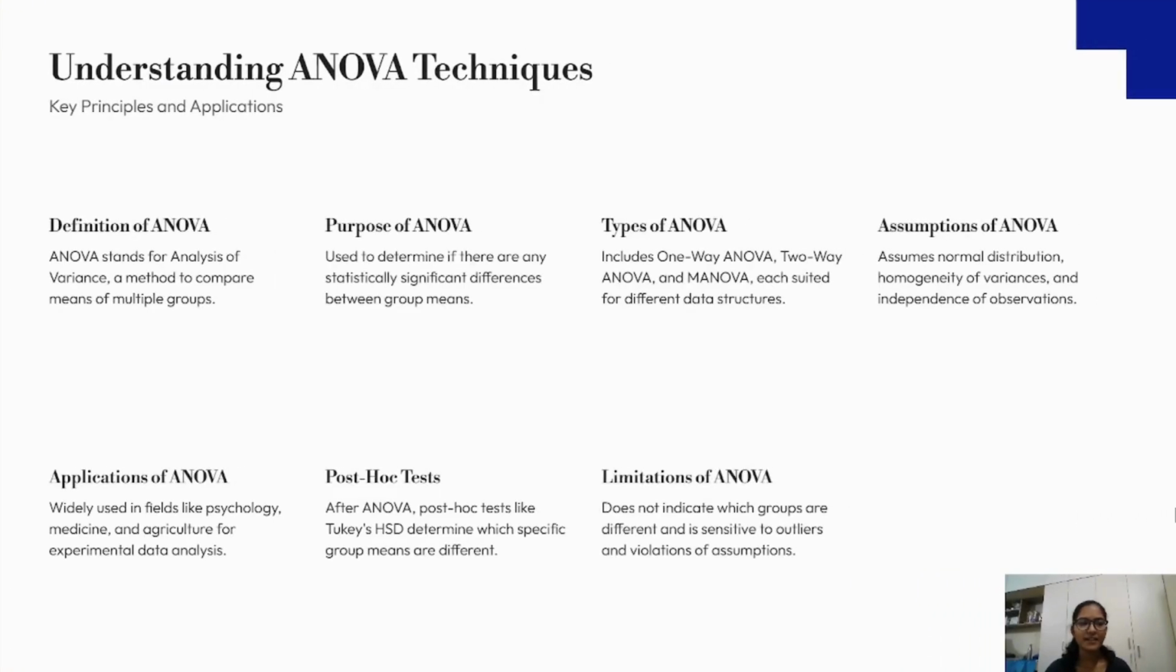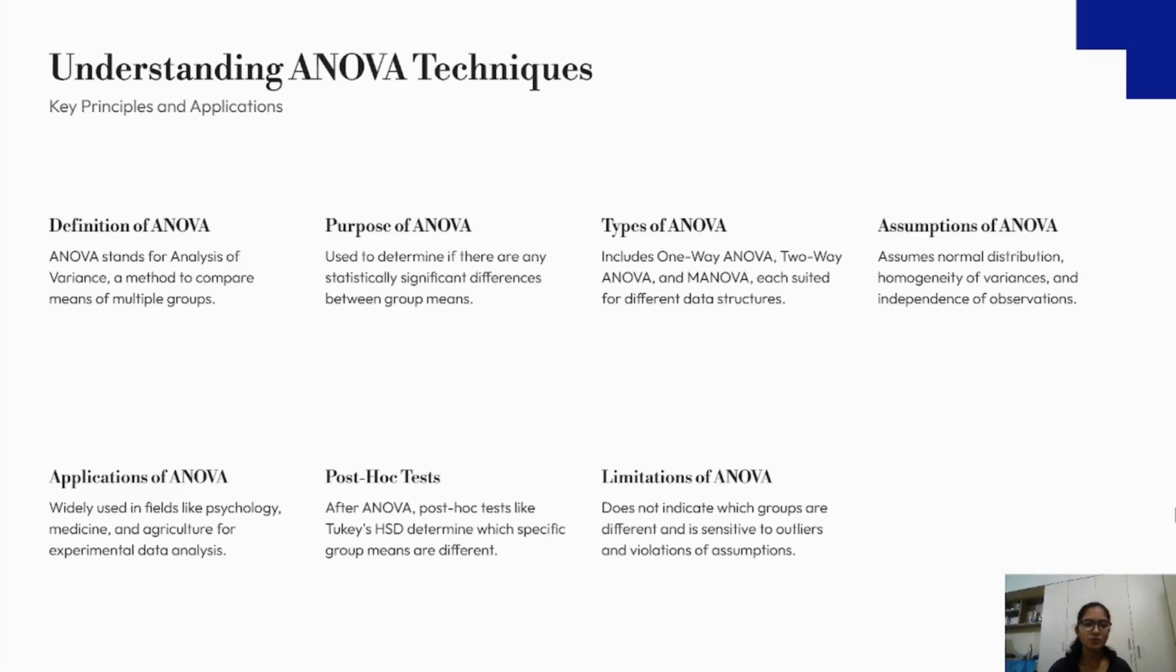Definition: ANOVA stands for analysis of variance, a method to compare means of multiple groups. The purpose of ANOVA is to determine if there are any statistically significant differences between group means. Types of ANOVA include one-way ANOVA, two-way ANOVA, and MANOVA, each suited for different data structures. Assumptions of ANOVA: it assumes normal distribution, homogeneity of variances, and independence of observations.